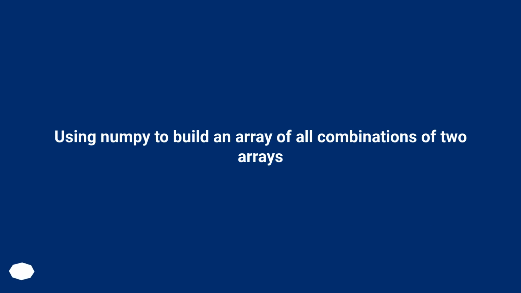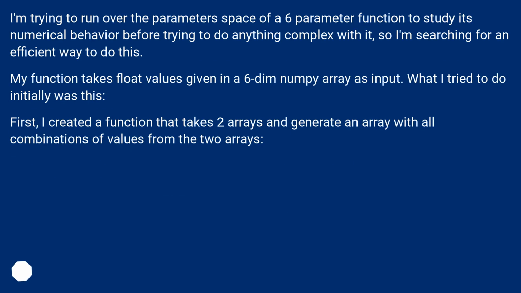Using numpy to build an array of all combinations of two arrays. I'm trying to run over the parameter space of a 6-parameter function to study its numerical behavior before trying to do anything complex with it, so I'm searching for an efficient way to do this. My function takes float values given in a 6-dim numpy array as input. What I tried to do initially was this.